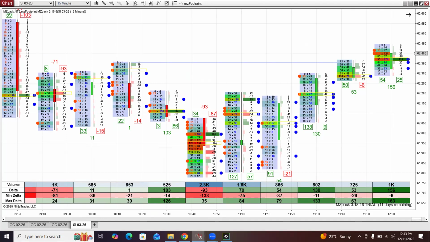So what you're observing right here is the aggressive buying and selling that's constantly taking place, isn't it? Because this is precisely what causes the market to move up and down.